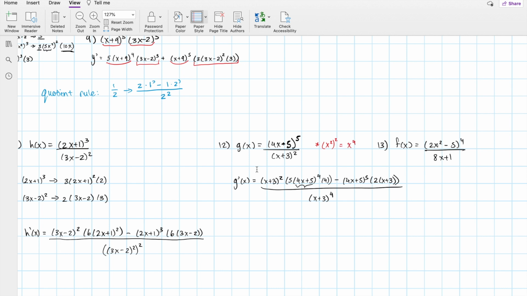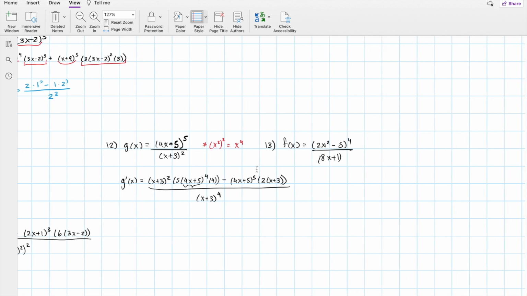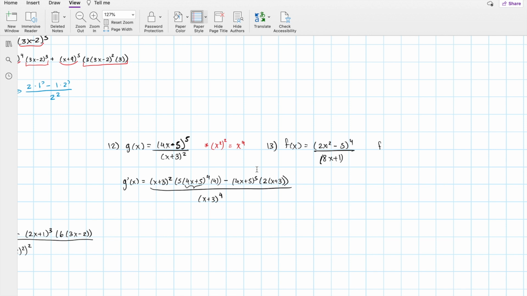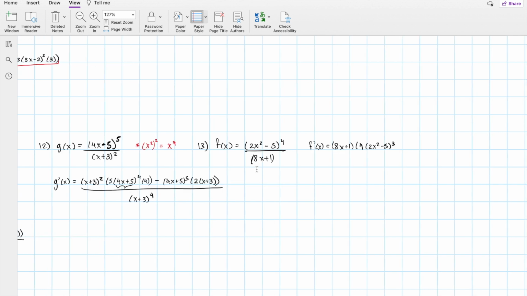Okay, last but not least, number 13. I'm going to add these brackets in here. F prime of x, take the bottom, (8x plus 1), multiply by the derivative of the top, so 4 times (2x squared minus 5) to the power of 3. Now I hope you're getting into the habit of multiplying by the derivative of what's inside the bracket. So 4x, minus the top, (2x squared minus 5) to the power of 4, multiplied by the derivative of the bottom, which is just 8, all over (8x plus 1), the bottom denominator, squared.